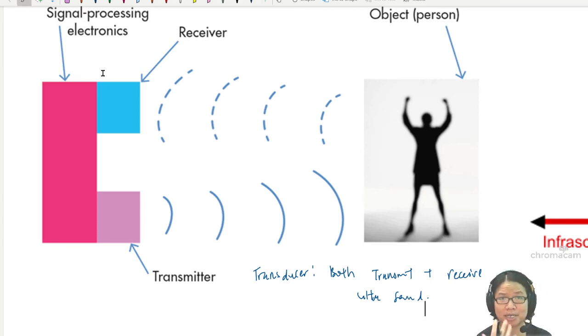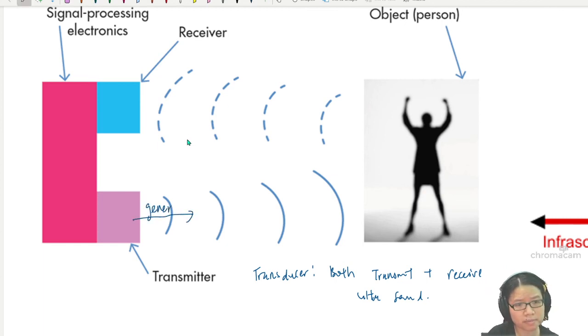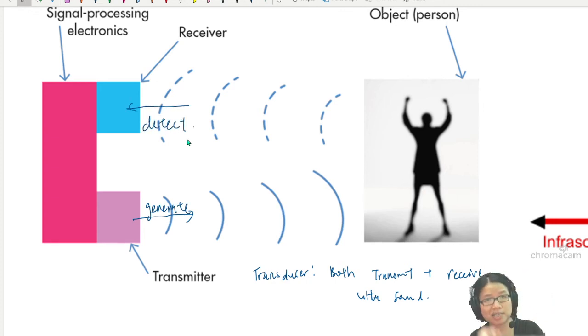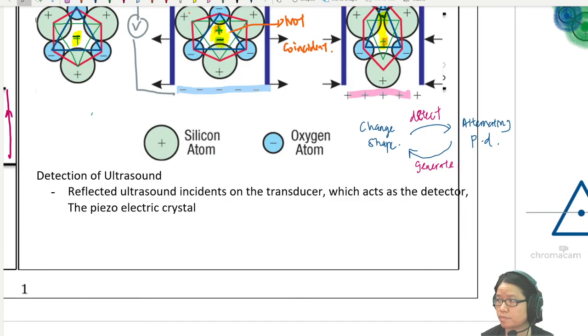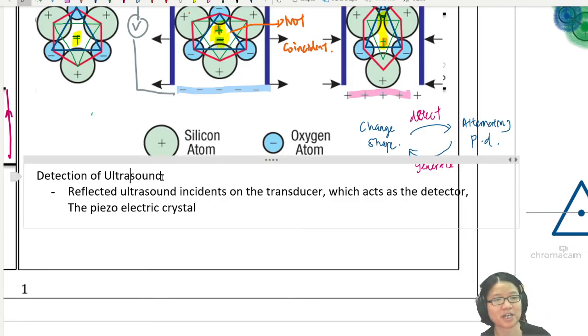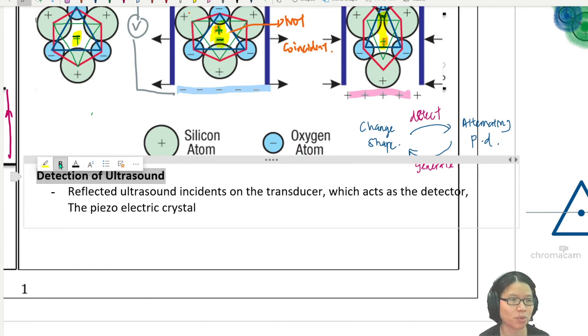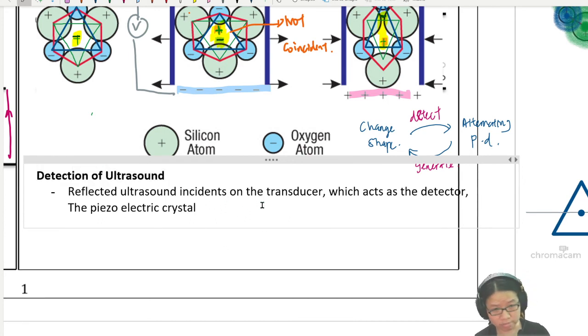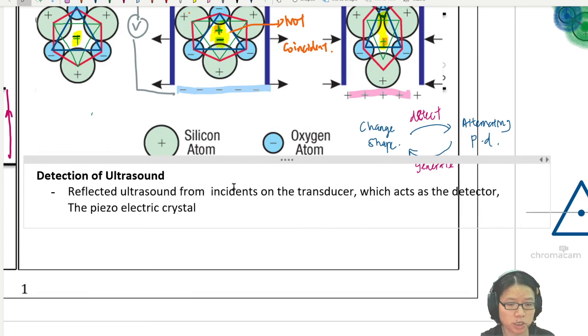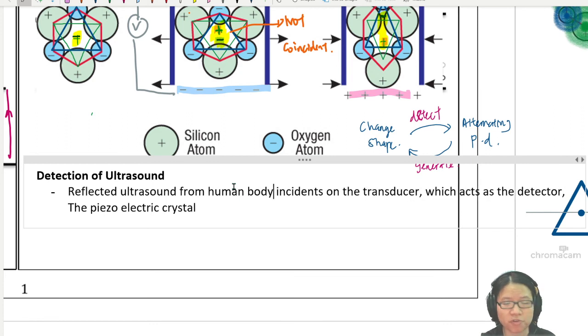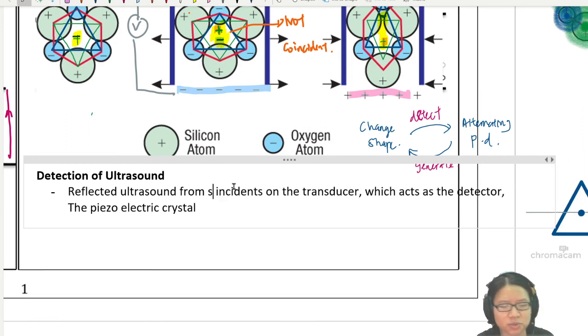So the last essay that we're going to write is how to detect this ultrasound. Here is generate. Here is detect. All within the same ultrasound topic. Points to include when writing about detection of ultrasound. Number one, reflected ultrasound. Where is it reflected? Reflected ultrasound generally is from the human body, or from any structure. In physics, we tend to call it structure because we are very impersonal like that.